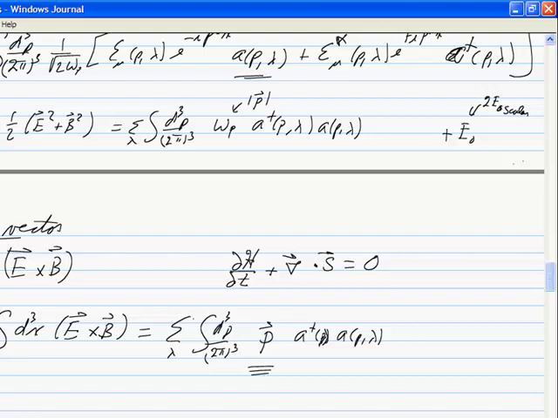If you were to go back and restore units with c not equal to 1, the momentum flow actually is 1 over c squared times the Poynting vector. There's a factor of c squared. But here, it's much easier to remember that just the Poynting vector is the flow of energy. Flow of energy is just the momentum.